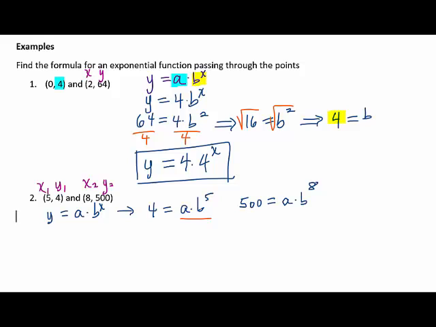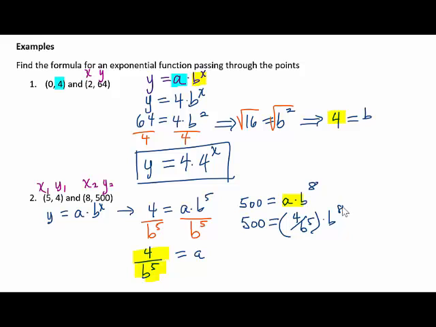To do that, I would move b to the 5th, and since this is multiplication, we'll divide. That gives us a = 4 divided by b to the 5th. We substitute that expression for a in the second equation, so we find that 500 = 4 over b to the 5th times b to the 8th. When you simplify, b to the 8th divided by b to the 5th is b to the 3rd. So 500 = 4b cubed.